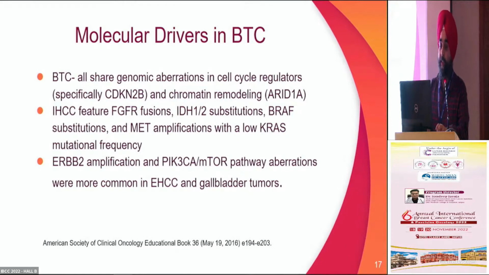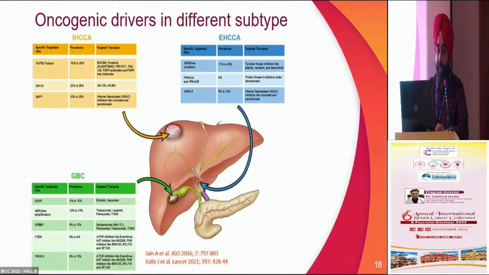So these BTCs all share genomic alterations in cell cycle regulation, like CDKN2B and ARID1A mutations. Intrahepatic cholangiocarcinomas have FGFR mutations or IDH1 mutations, or BRAF substitution with MET amplification, or KRAS mutational frequency. Other pathways like PI3K and mTOR inhibitors are also commonly seen in extrahepatic and gallbladder tumors. These graphs show intrahepatic, extrahepatic, and gallbladder cancers, and mostly FGFR is seen in close to 10% of these patients.